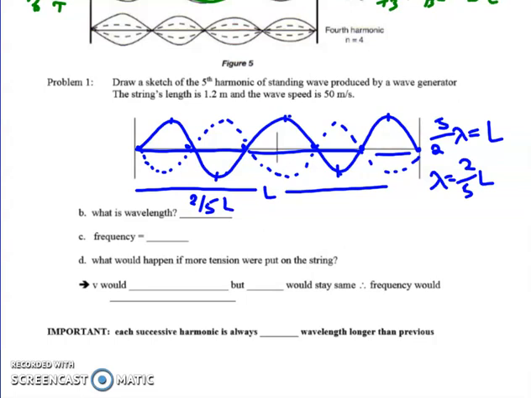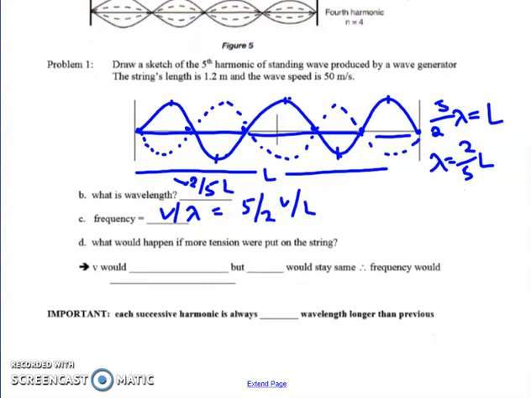What's the frequency? Frequency is v over lambda, and that's equivalent to v over 2/5 L, which is going to be 5 halves v over L. So 5 times the original fundamental, which we should have anticipated. I also want to point out, notice that our wavelength keeps getting smaller and smaller as the frequency gets higher and higher.